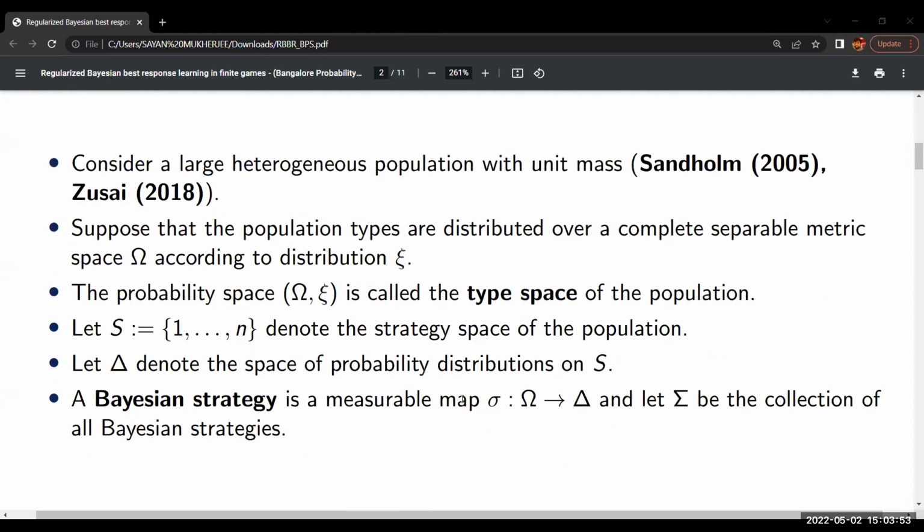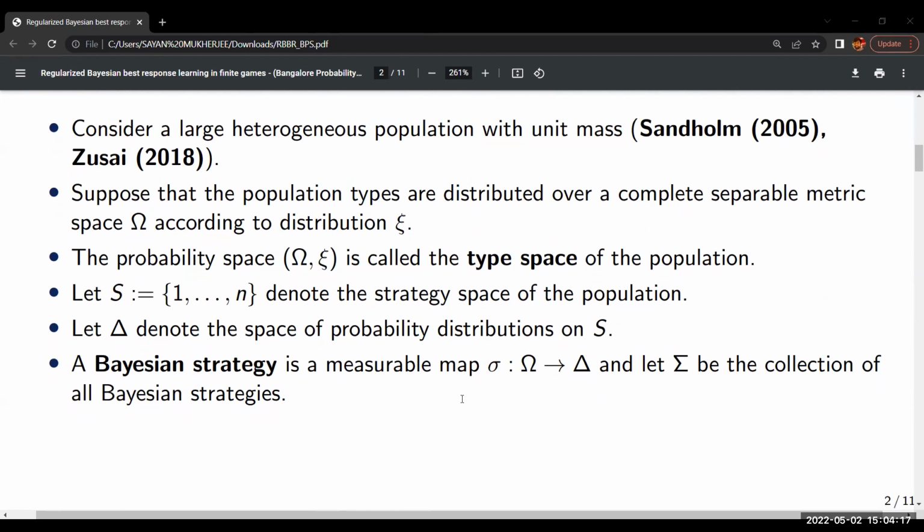Consider a heterogeneous population with unit mass, and suppose that the agents in the population have different types, which come from a complete separable metric space omega. Suppose that the population is distributed over these types according to a distribution. This probability space is called the type space of the population. Now consider a finite set S, which denotes the strategy space of the players in the population, and let delta denote the collection of all probability distributions on S. So basically delta is the n-1 dimensional simplex.